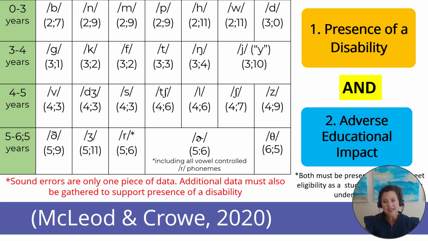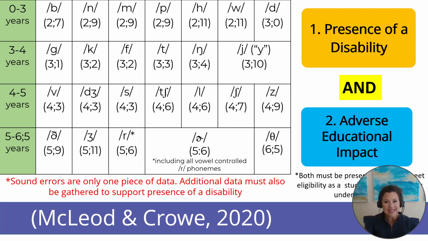Now, when thinking about what sounds children have by a certain age, this information is here on a slide for you. These are the most current age expectations. However, there is 6 months really on either side because children don't automatically turn age 4 years and 3 months and have the V sound.